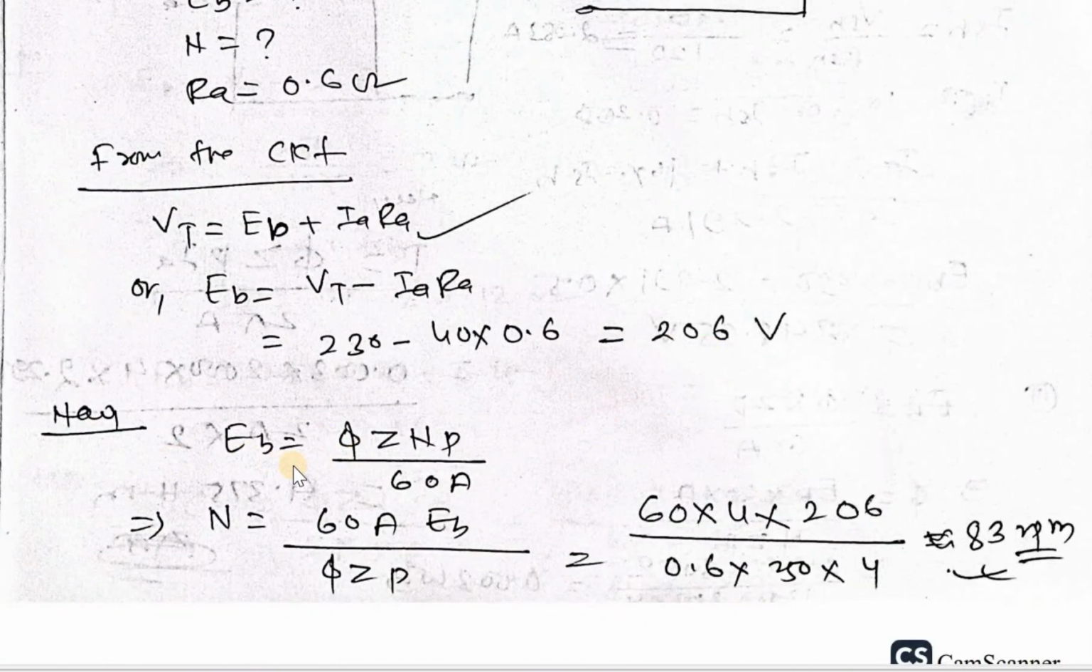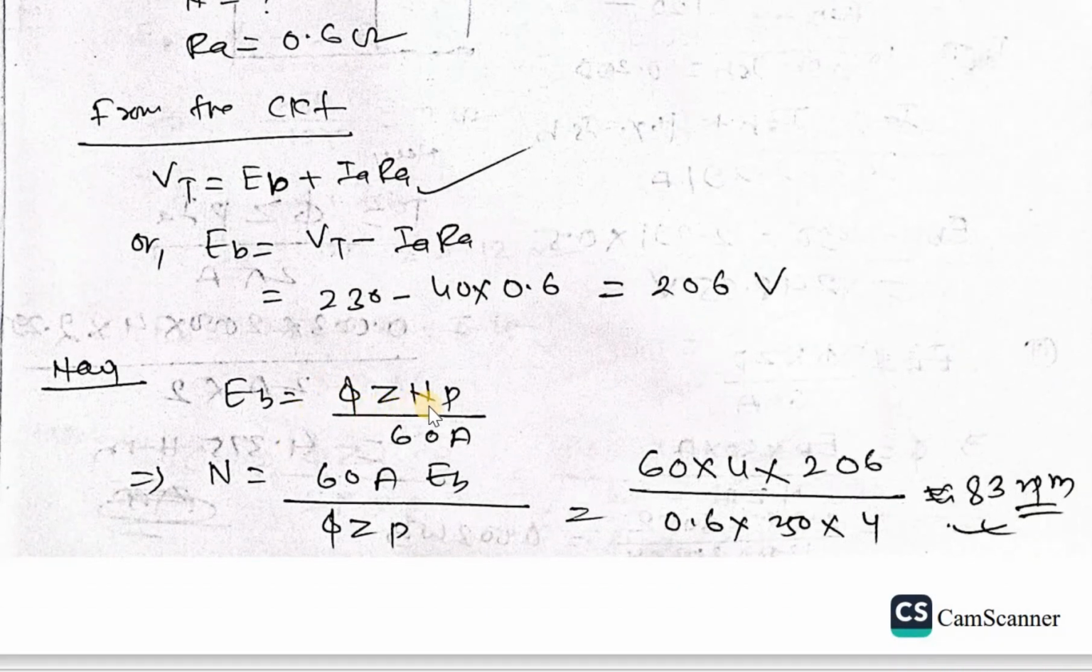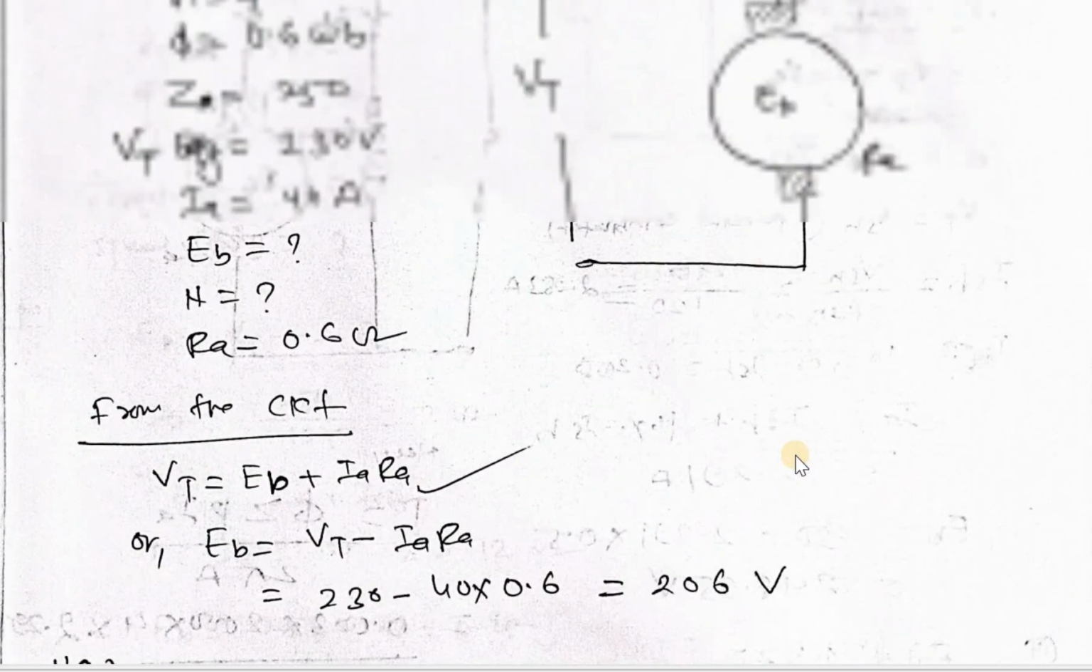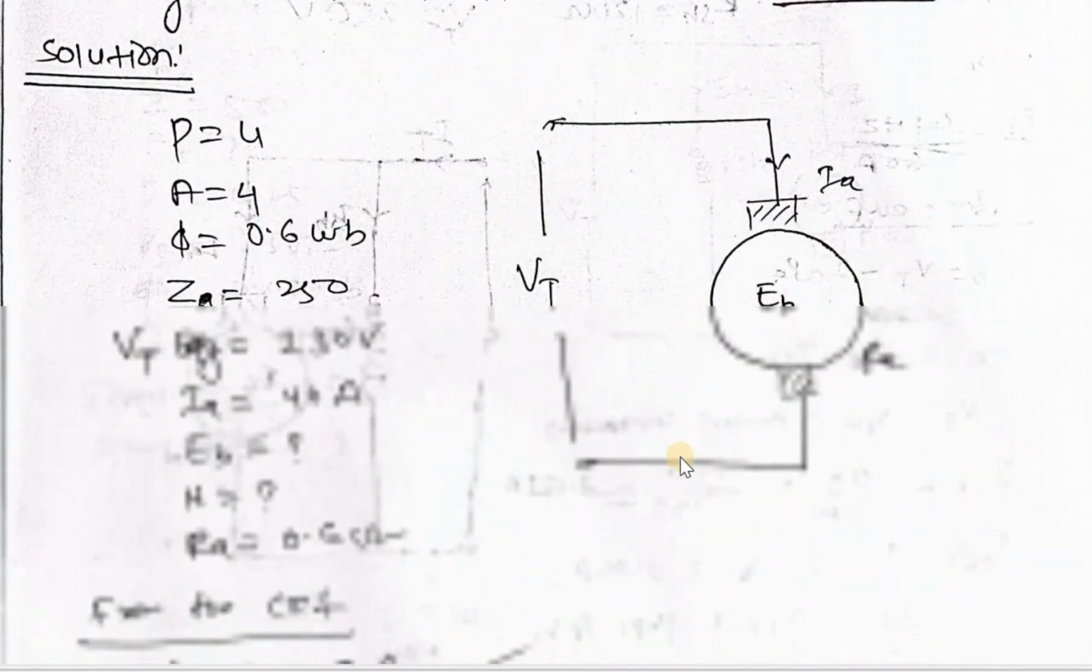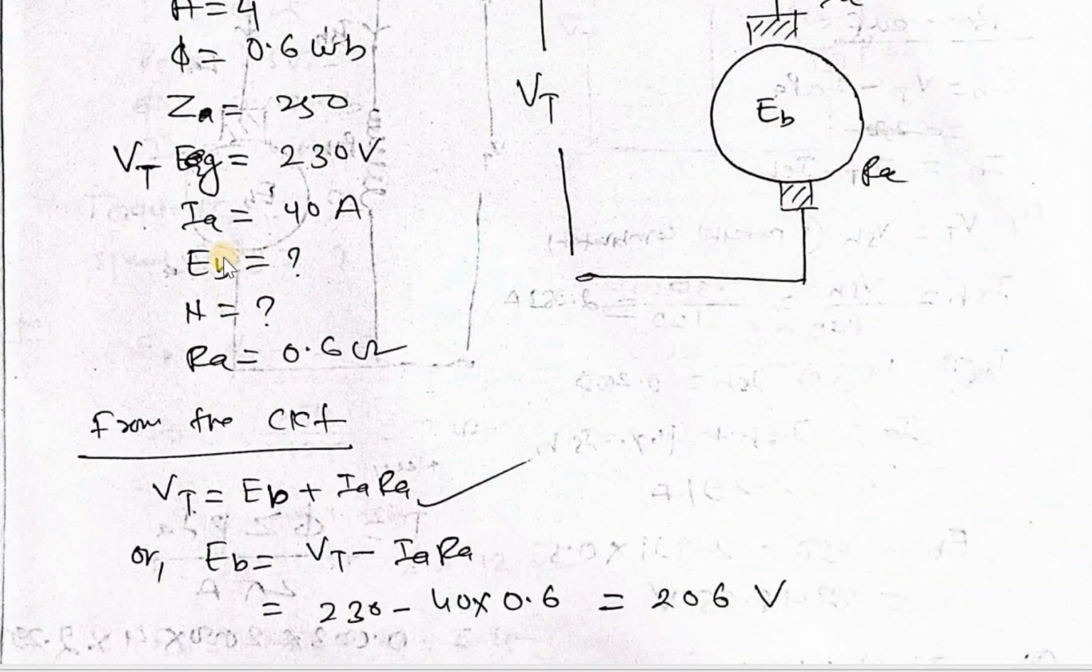And we also know Eb equal to phi Z N P upon 60A. So N equal to 60A Eb upon phi Z P. Put the values of A, Eb, phi, Z, P, we can get speed 83 rpm. Speed is 83 rpm and back EMF is 206 volt. In the question we have to find back EMF and the speed.